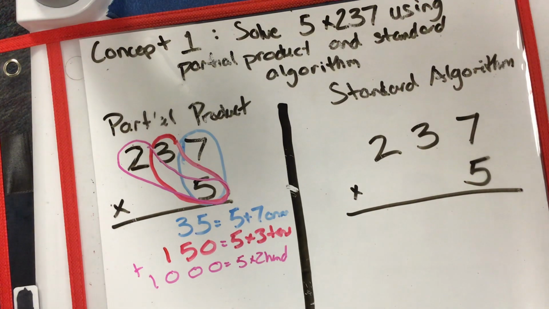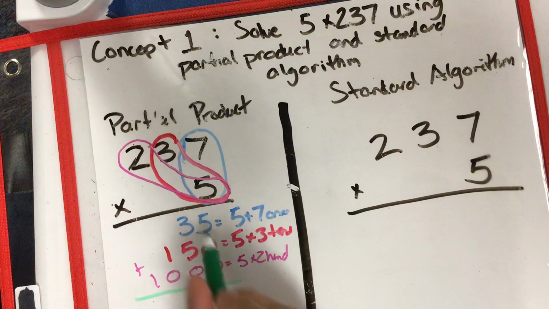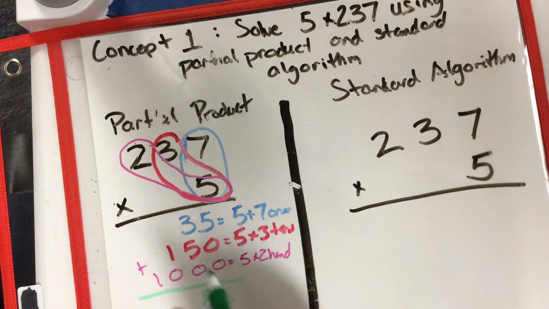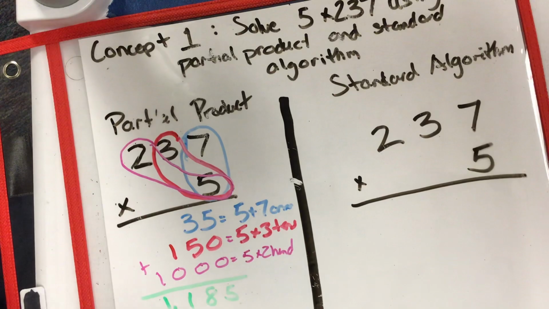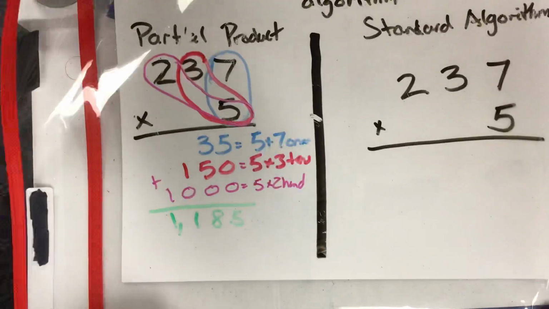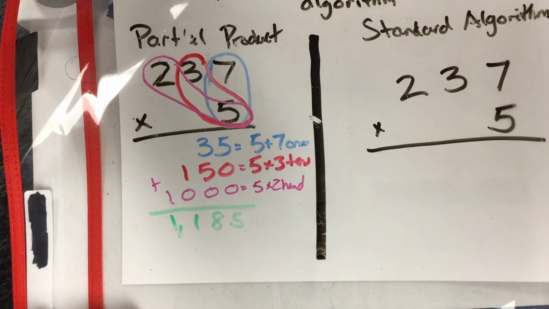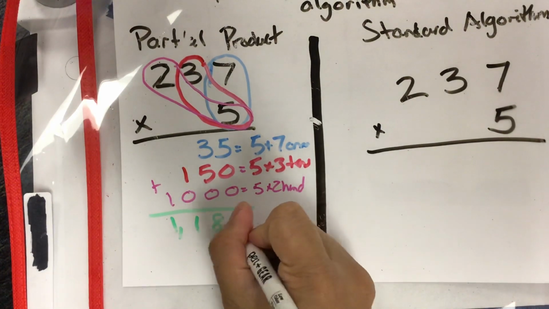And then when we add it all up together, 5 plus 0 is 5. 3 plus 5 plus 0 equals 8. 1 plus 0 is 1, and 1 plus nothing is 1. So our answer to that is 1,185. Sorry if you can't see it here.